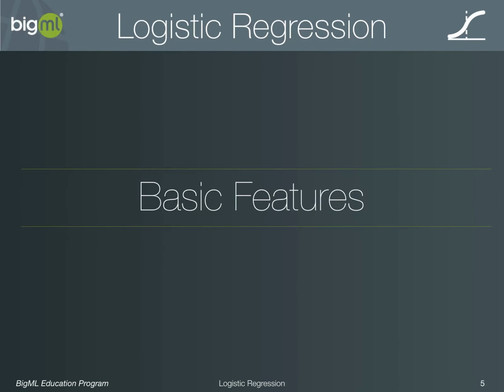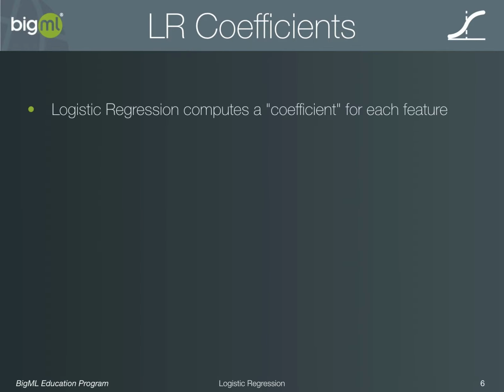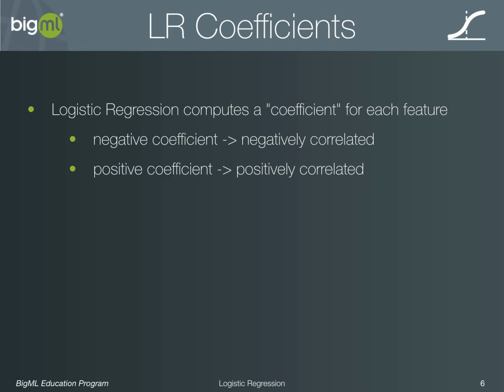One thing we did not look at in the introduction to logistic regression is the coefficients that are generated. These are the actual output of the logistic regression process, and they can also be examined in the interface. A few details about these coefficients. A negative coefficient indicates a negative correlation. Similarly, a positive coefficient indicates a positive correlation.